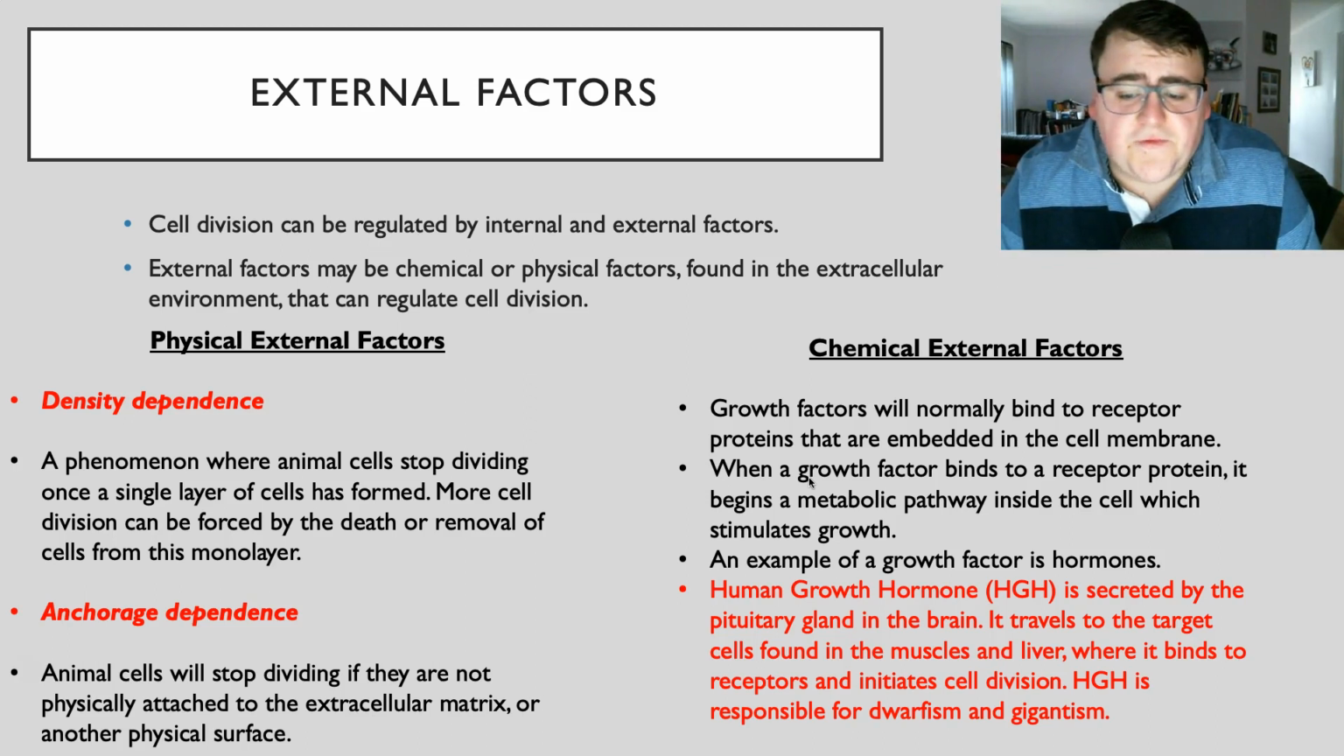HGH is actually responsible for dwarfism and gigantism, so obviously low levels of HGH will mean there's less cell division happening and less growth happening, which will be dwarfism, and high levels of HGH means more cell division, more growth, which will be linked to gigantism.